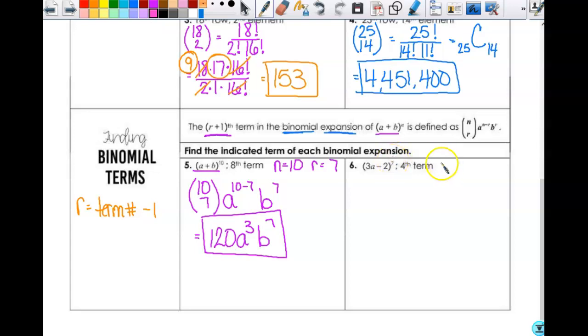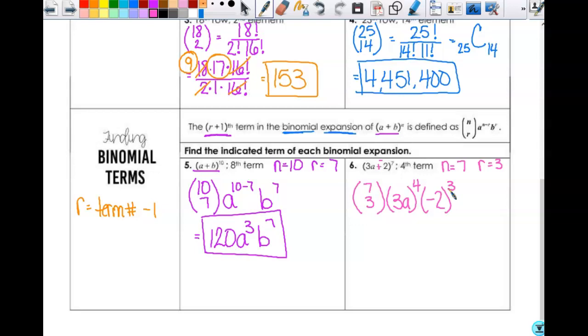Here's my n, so n is 7. r will be 3. So that means 7, 3 times 3a, this is in parentheses, 3a to the n minus r power, so that's the 4th power, times a negative 2, because remember this is always plus and negative there, so negative 2 to the rth power, which is 3.